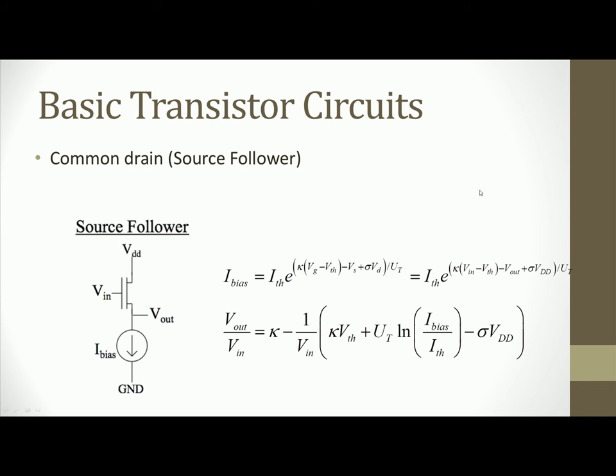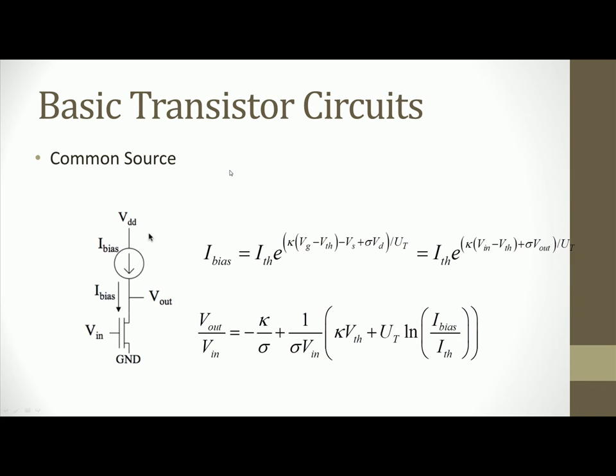And basic transistor circuits, we are talking about common drain, common source, and OTA. The common drain is a source follower. We'll have a linear gain of kappa, and then a component that is the reciprocal of V-in. And also the common source derived from the subthreshold current equation, we'll also get a linear small signal gain of minus kappa over sigma, and the residual part is also the reciprocal of V-in.